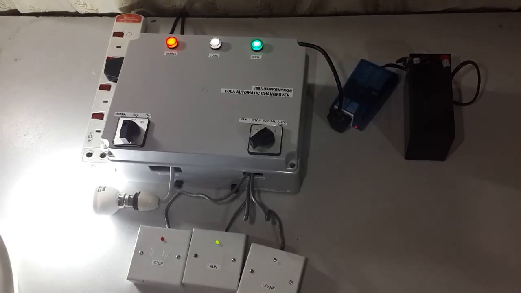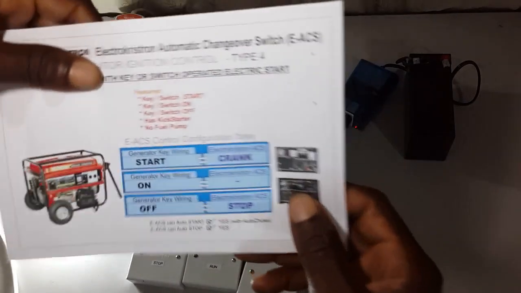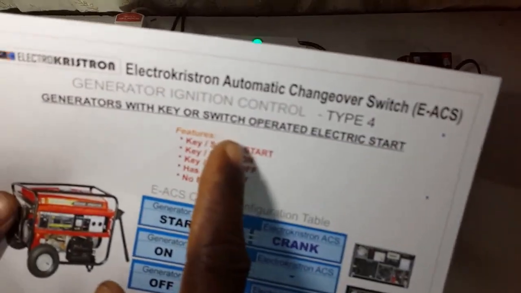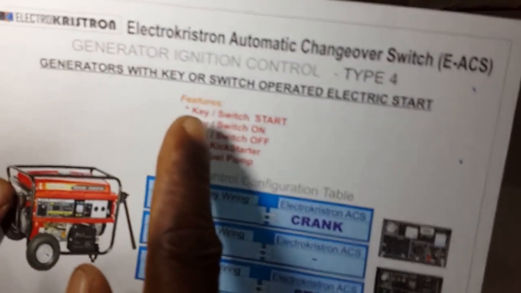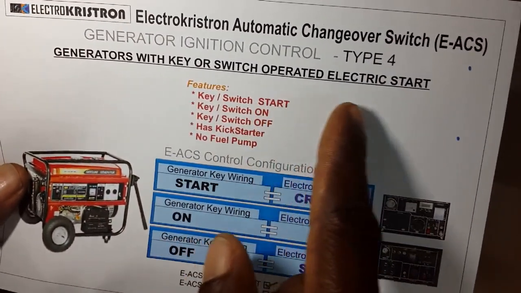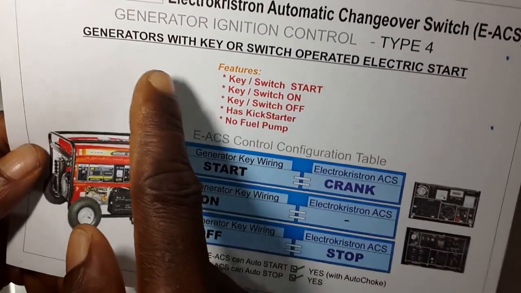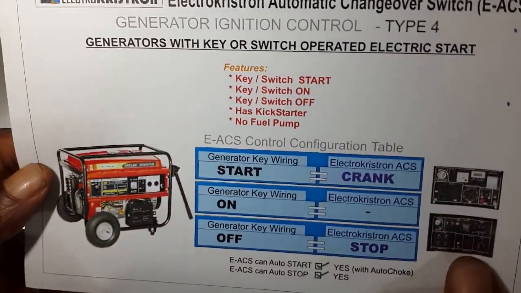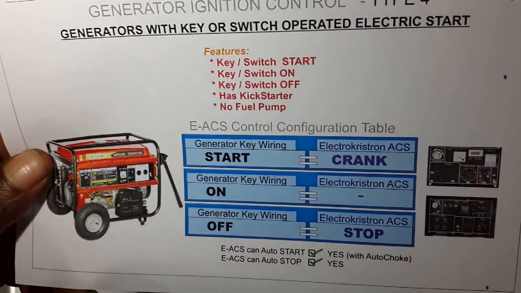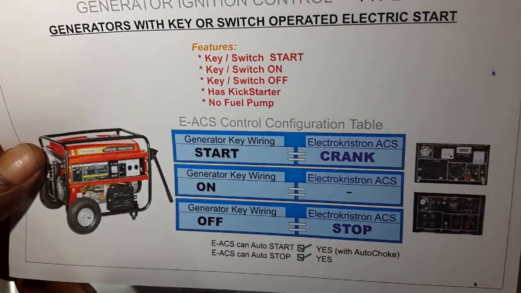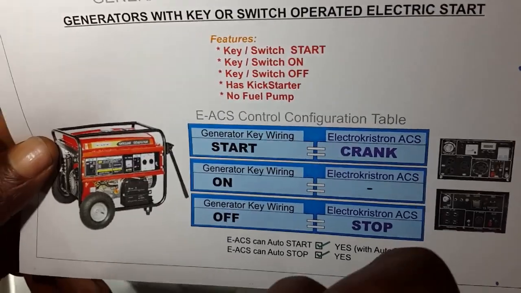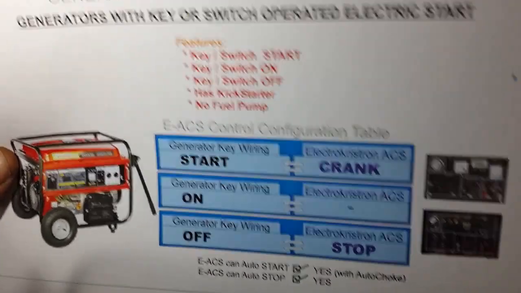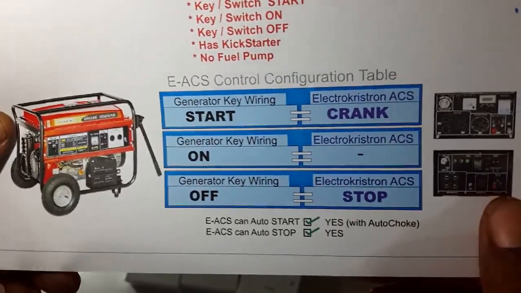Now we move from 3 to 4, the fourth type of generator ignition system. This will be generators with key or switch operated electric starts. These are generators with battery and kickstart, which you can start with a key or you can start with a switch, depending on the model and design of the generator.